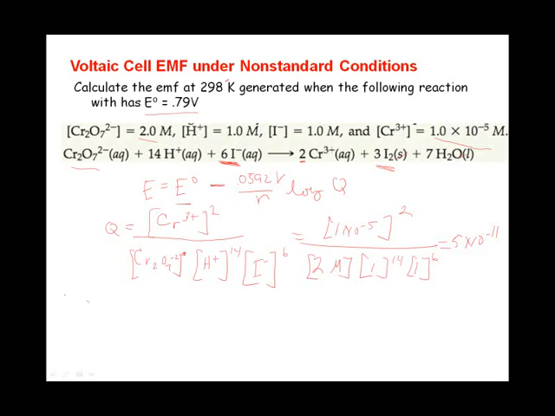So now I can plug my numbers into my equation, this equation right here, right? So E is equal to E naught, which is 0.79 volts, minus 0.0592 volts over N, in this case 6, times log of my Q, which is 5 times 10 to the minus 11. And you want to make sure you're able to punch it correctly, but if you do, you end up getting 0.89 volts.